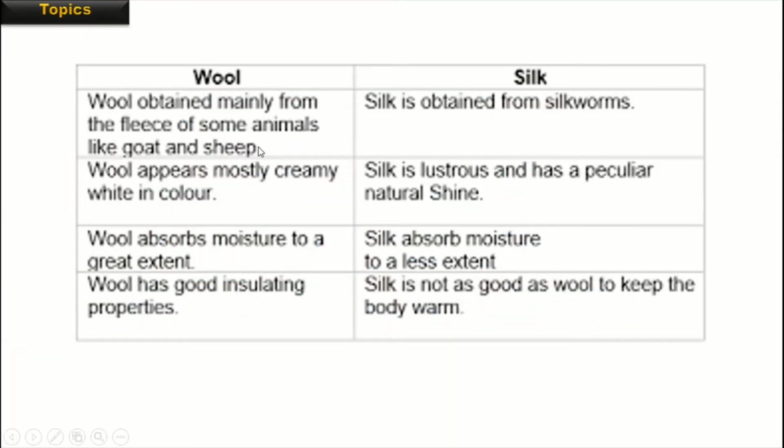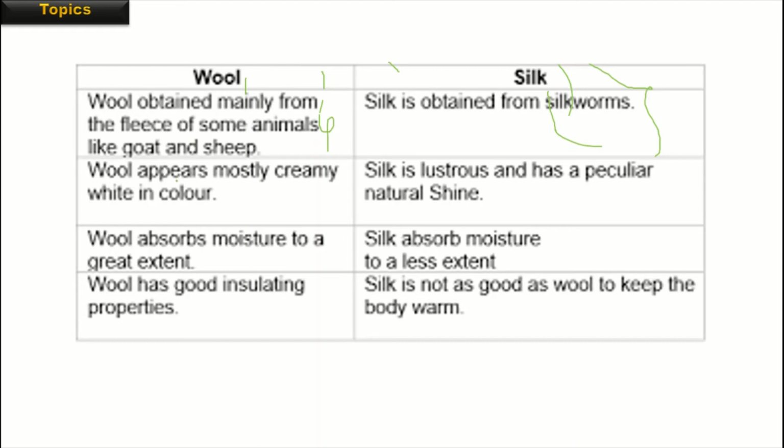Wool is obtained mainly from the fleece of some animals like goat and sheep. Silk is obtained from silkworms. So this depends on the animals which obtain the fiber. Silk fiber is obtained from the silk moth, one animal. Wool is not obtained from silkworm, and silk is not obtained from sheep and other animals. Wool is obtained from many animals, but silk is obtained only from silkworms.